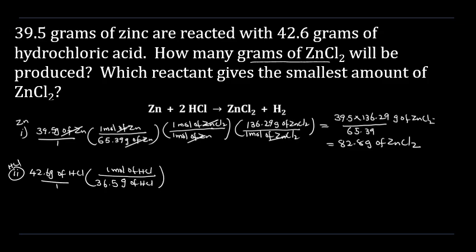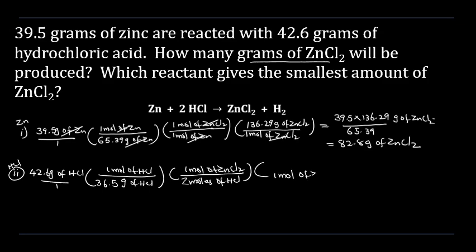And I have to see the stoichiometric relationship in the balanced chemical equation. So 2 moles of HCl corresponds to 1 mole of ZnCl2 from the balanced chemical equation. Now I had to convert that moles to mass.